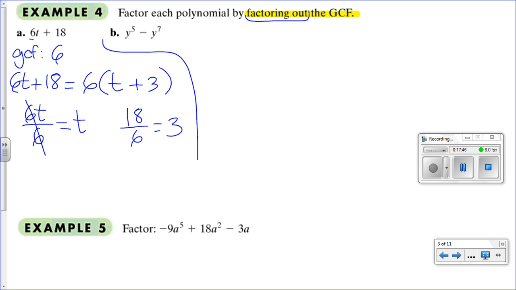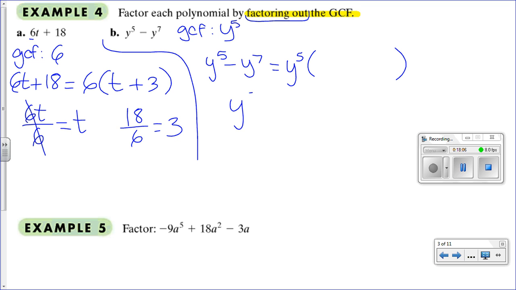Now let's do the next problem. We have y to the 5th power minus y to the 7th power. So the GCF here is going to be y to what power? 5. Okay, so when we factor out the GCF, which you already told me is y to the 5th power, what is y to the 5th divided by y to the 5th? 1.